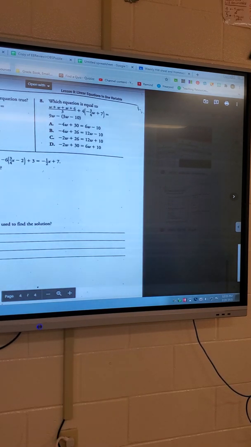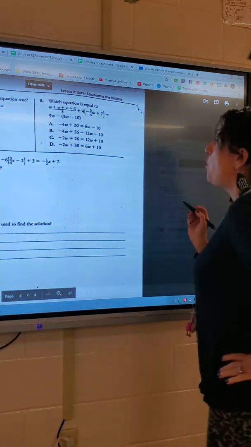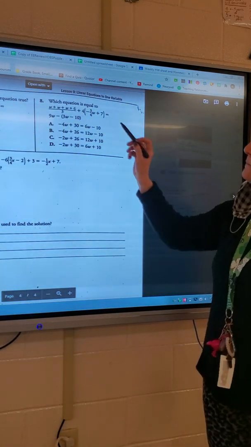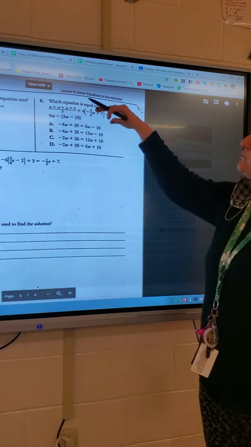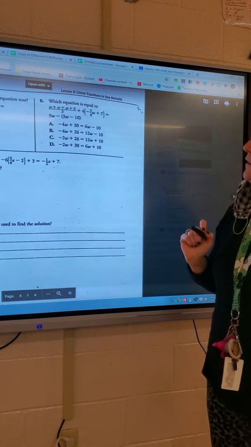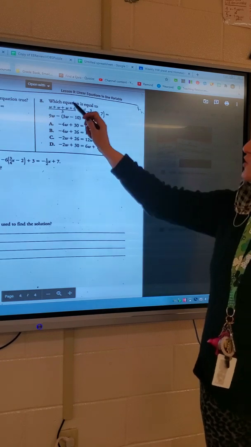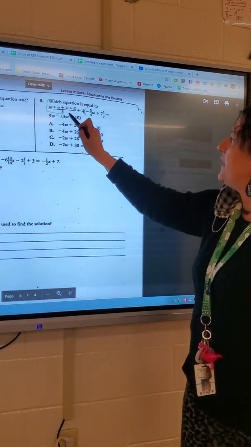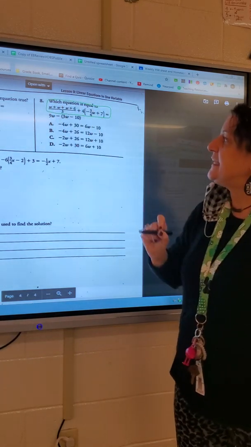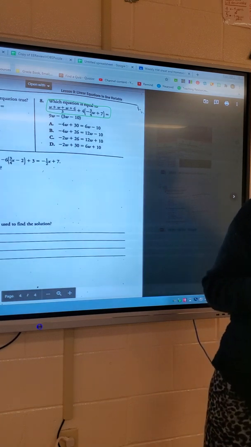Which equation is equal to? So we've got to simplify this all the way down. We've got to take this and get it simplified. So let's look at it. Looking right here first, what do we see that we have to do first? So here's one equation. We're going to do this first. Let's get this one down as far as we can go, okay?